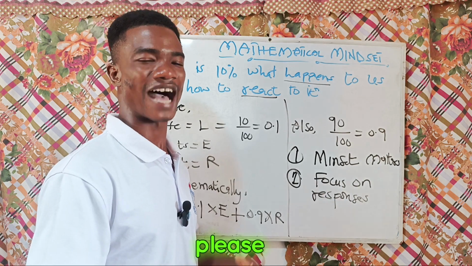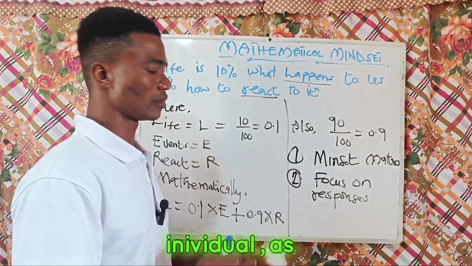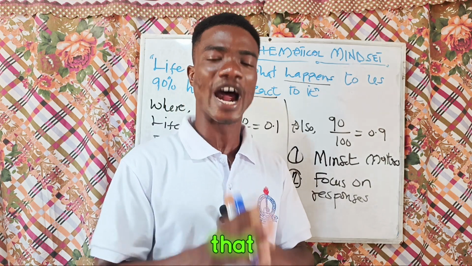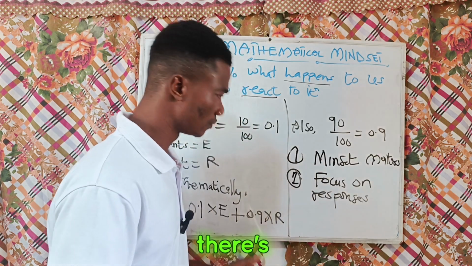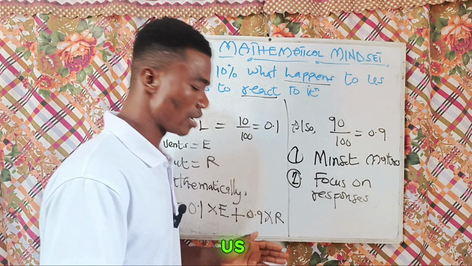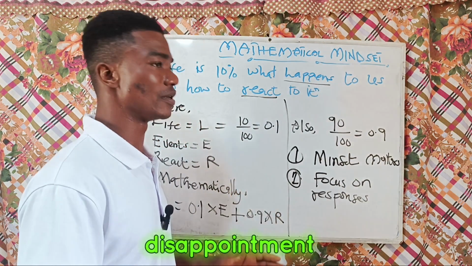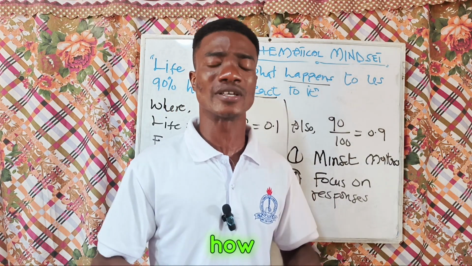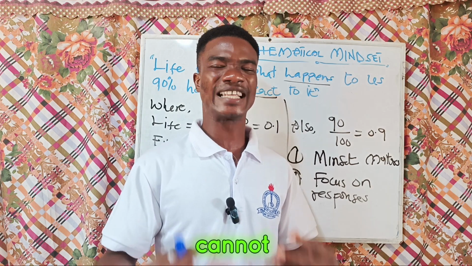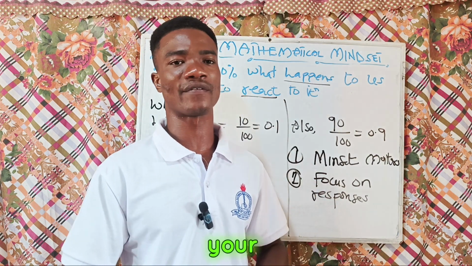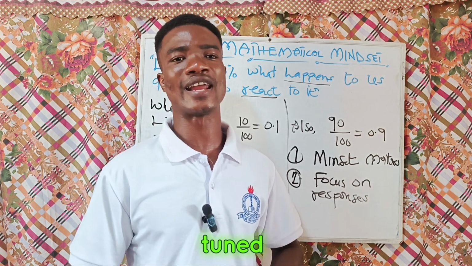Please, as I'm summarizing, I want you to know that every day there's 10% of what happens to us. There's 10% challenges, disappointments that happen to us every day. But the 90% is how you yourself as an individual respond, so that you take advantage over challenges and counter them every day in your life.